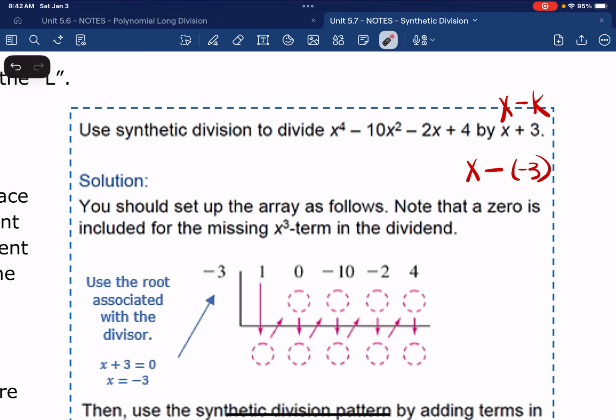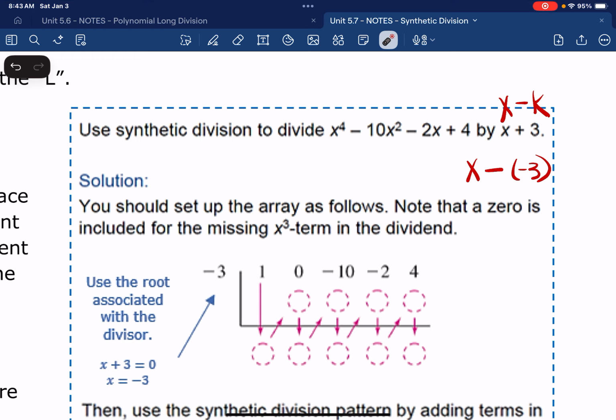So the coefficient of x to the 4th is the number 1, so I place that right here. The coefficient of x cubed, because it doesn't exist, is the number 0. The coefficient of our x squared term is this minus 10, so we put a negative 10 here. Then our x term is minus 2x, so I put my negative 2 right there. And then I finish with a constant every single time, which in this case is a plus 4. So I put my positive 4 right there. Okay, so that's the setup. That's the setup that we're going to use every single time.